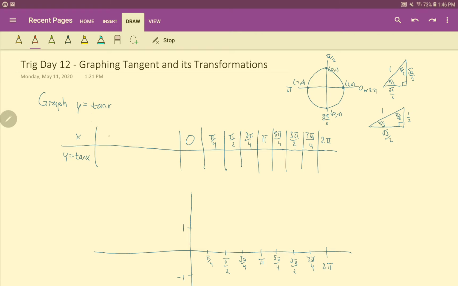So I went ahead and made a table here. You'll notice that I left this inexplicable blank space here. You'll see why in a second. But for right now, we'll go ahead and start at 0 and go out to 2 pi. I went ahead and selected specific values here.